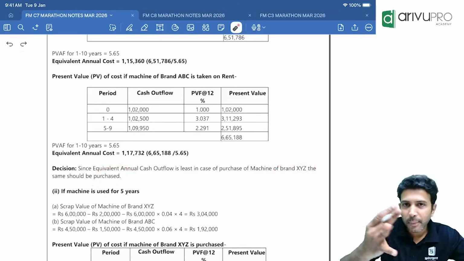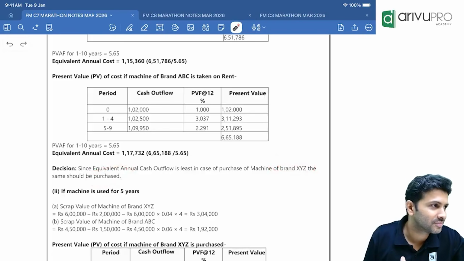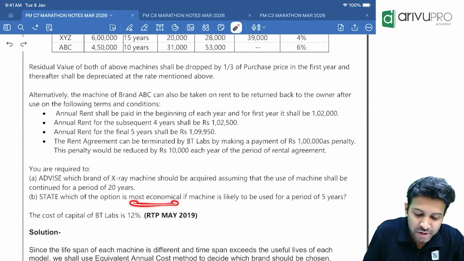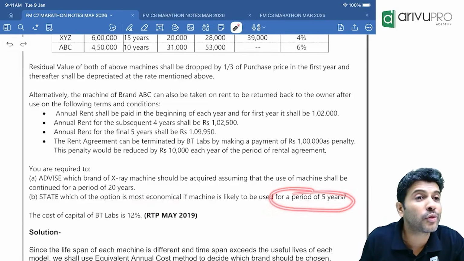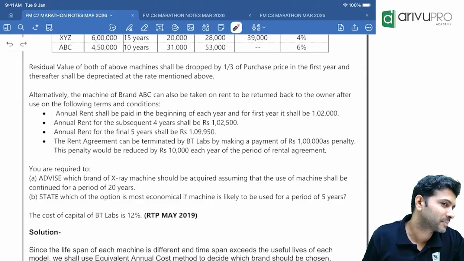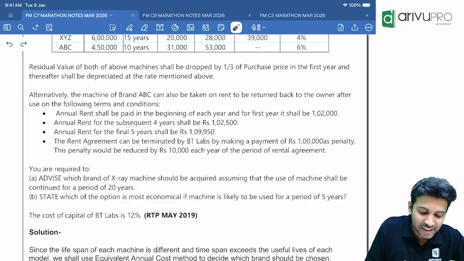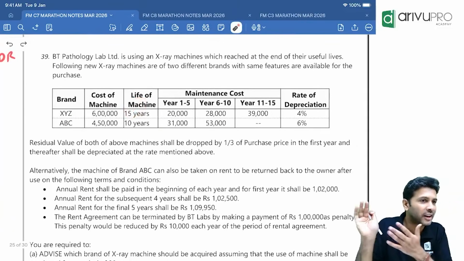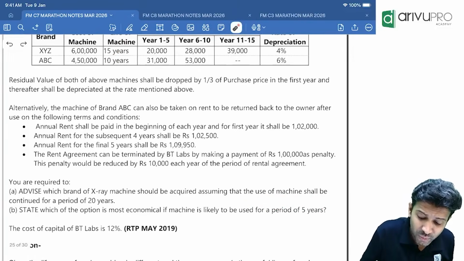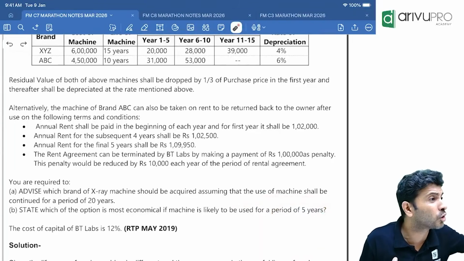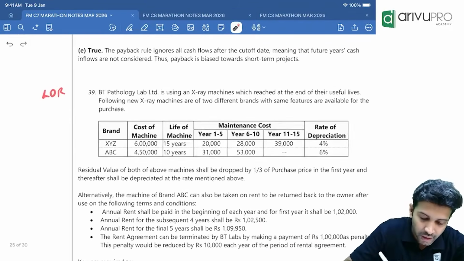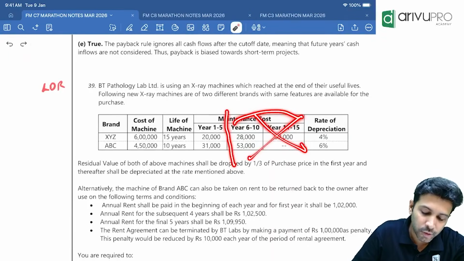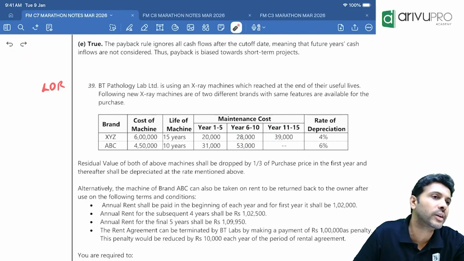Okay, now. The examiner was not satisfied with this. What did they ask? One more: state the option which is most economical if the machinery is likely to be used for 5 years. Previously, they told us we want to use it for 20 years. But anyway, the life was only maximum 15, so we did it at 15, 10 and all. Here now they are saying work out every option when we want to use it only for 5 years. That means after 5 years, any data you will cut off. You have to take the data only from year 1 to year 5.